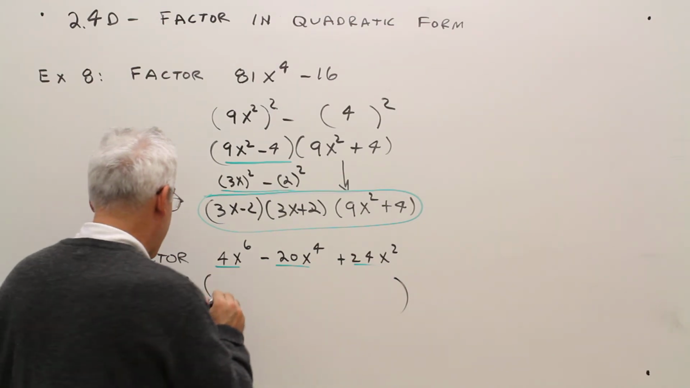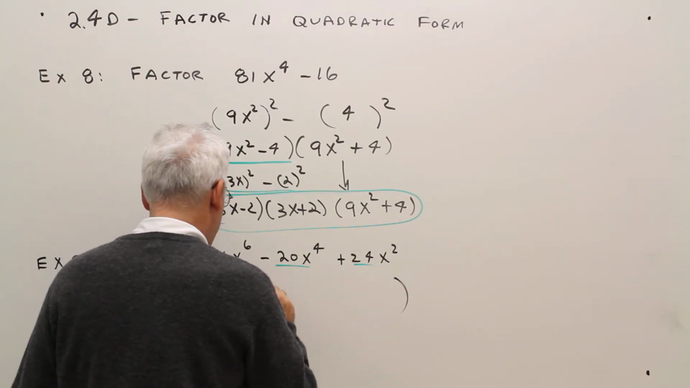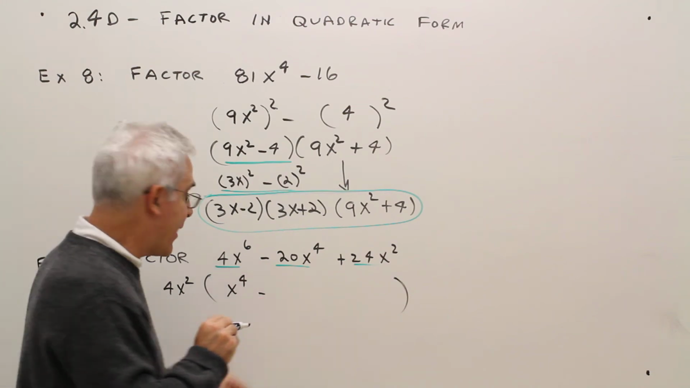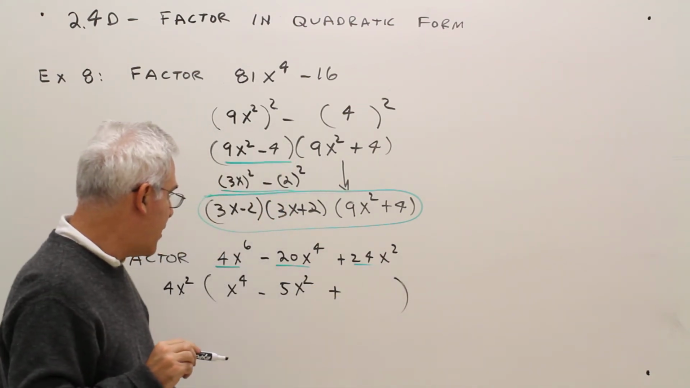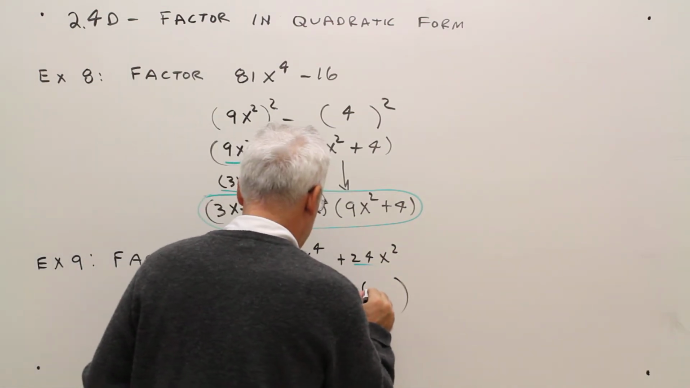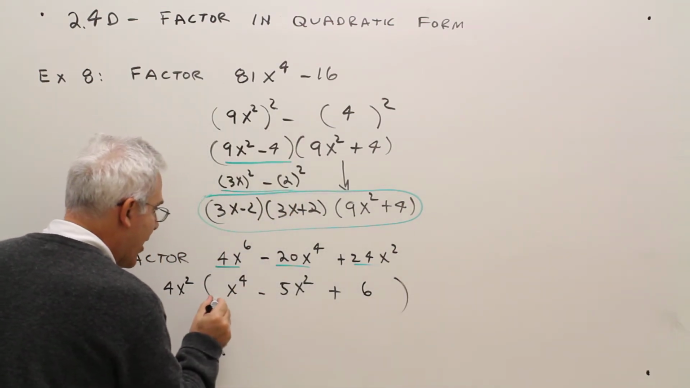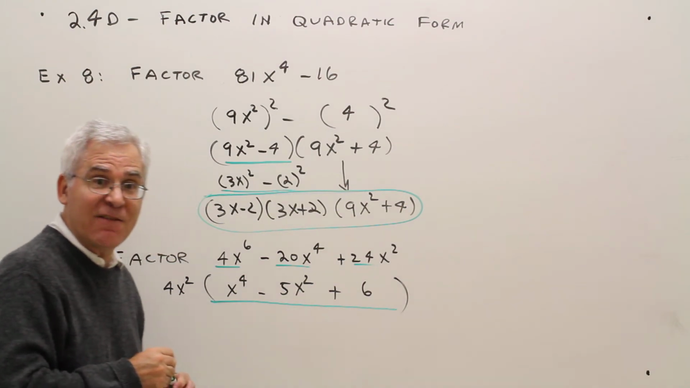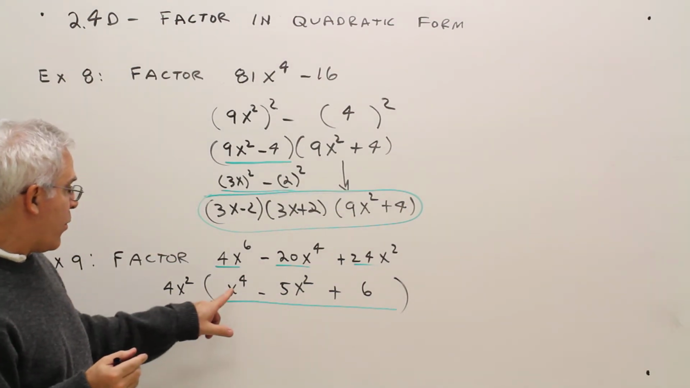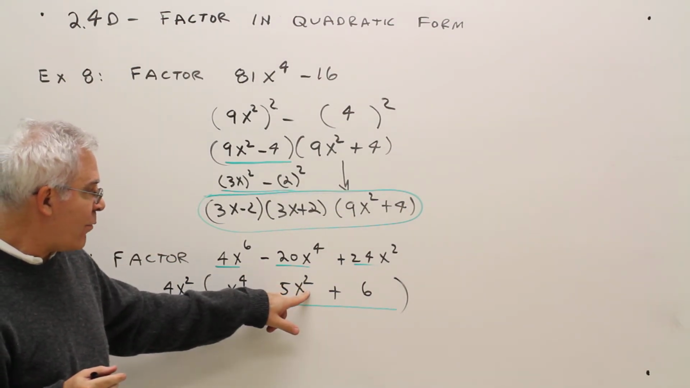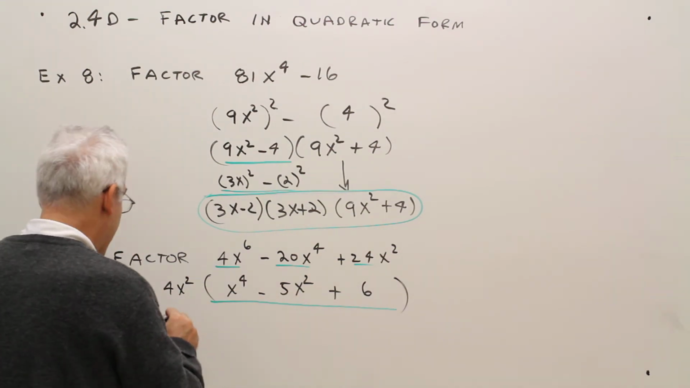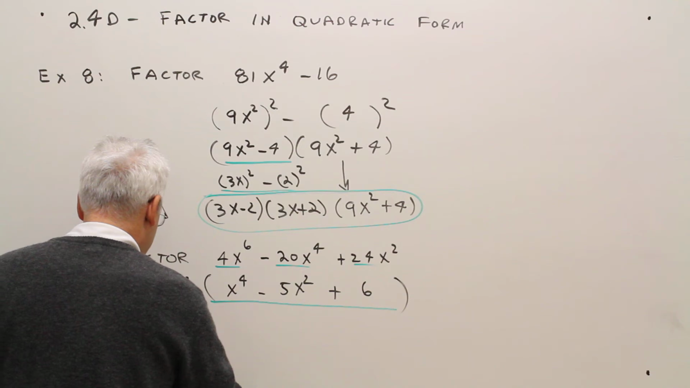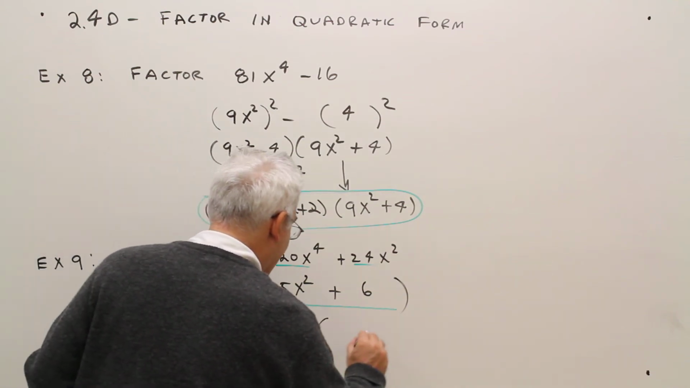x to the fourth minus 5x squared plus 6. Okay, now let's see if I can factor that. Whoa, this is x to the fourth and x squared. So again, a common mistake: students forget to bring this down. I'll do it right away, 4x squared. Let me now set up my template.